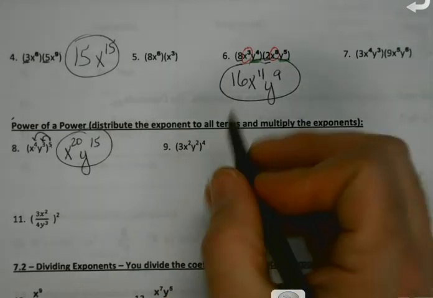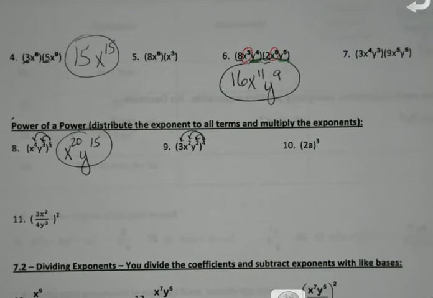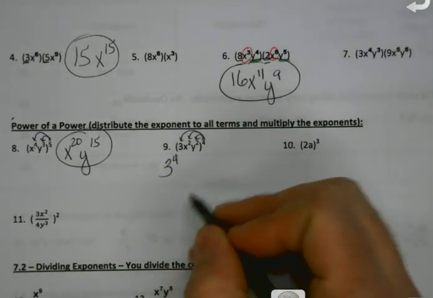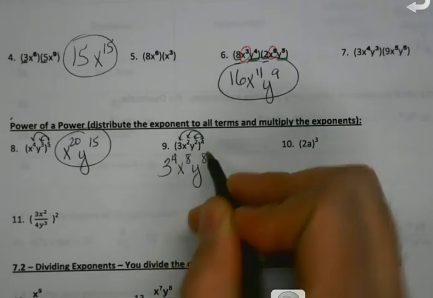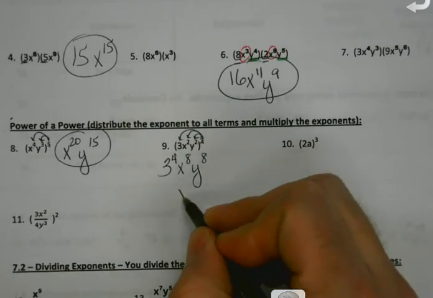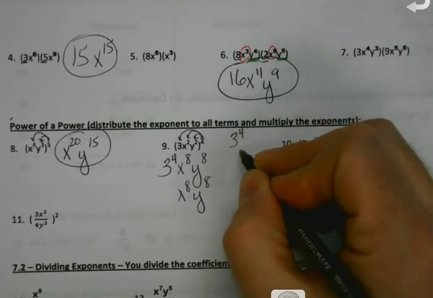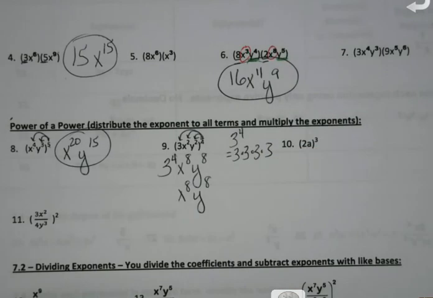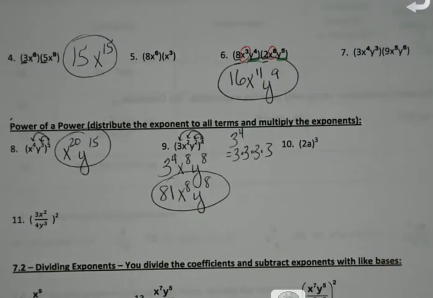Now, if you get that number in front, that coefficient, that also is going to get my exponent. Okay, so that would be 3 to the 4th. We'll come back to that in a second. And then multiply exponents for x and y. Now 3 to the 4th, be careful. 3 to the 4th is not 12. It's not 3 times 4. Remember, 3 to the 4th is the equivalent of multiplying 3 by itself 4 times, which would be 81, x to the 8th, y to the 8th.